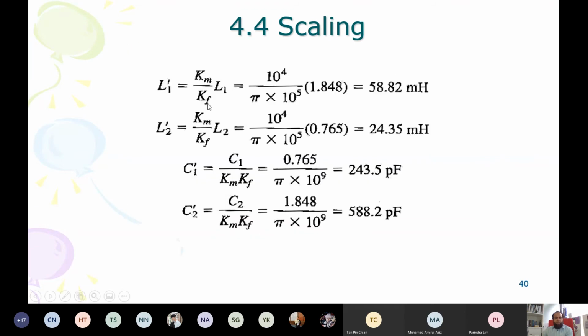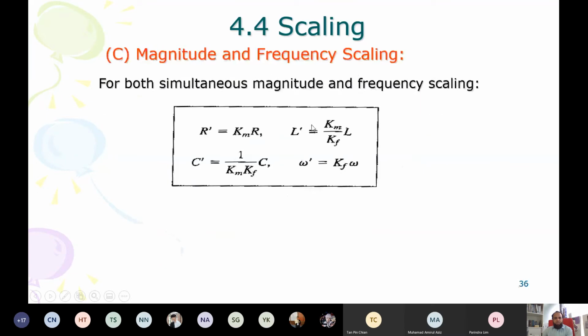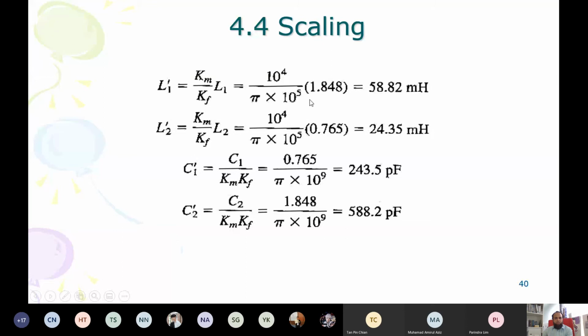Okay, once we have Km and Kf, we'll use these scaling formulas to get the new values: L1 prime, L2 prime, C1 prime, C2 prime, and that's it. I think this is the relaxed topic that we are doing right now, because next week we have Fourier transform, so I'm excited for that as well. Any questions?